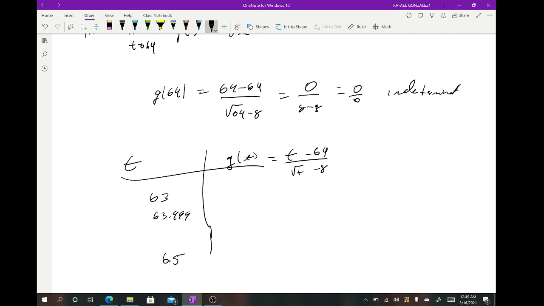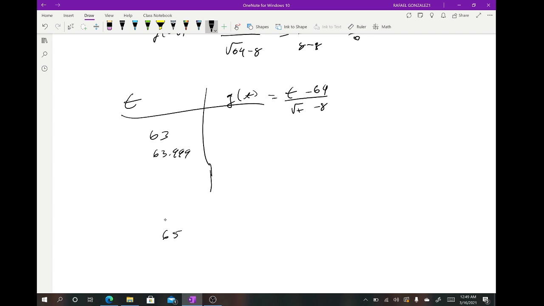63.999. Let me move this down a little more. 64.001, and so on. Let's say 63.9999 and 64.0001. Right, you want to do something like this. So if you begin with 63, that's going to be 63 minus 64 divided by the square root of 63 minus 8. On your actual exam, I'm going to try not to give you numbers like this, although you're allowed a calculator, which is completely fine, and you have plenty of time to compute this.